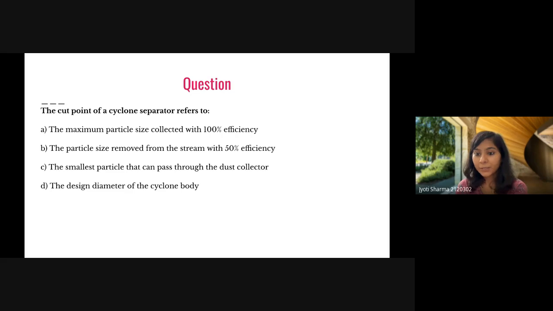Venkateshwara gave me C as the answer, and let me show you. The answer is B. It is the particle size removed from the stream with 50% efficiency. So this will be known as the cut point.